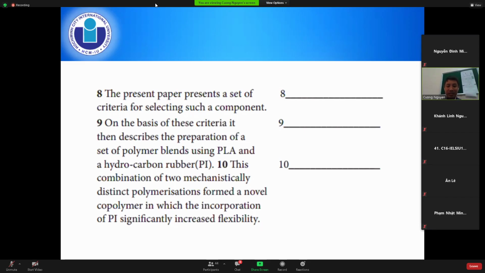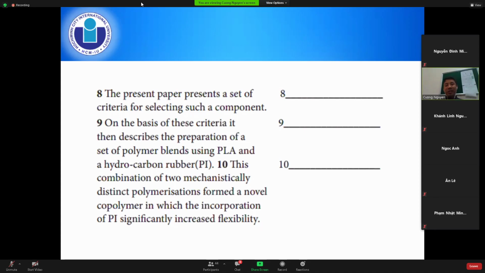Number 10. How about number 10? How about Ngọc Anh? Yes. Number 10 is to clarify the method presented in the number 9 sentence.